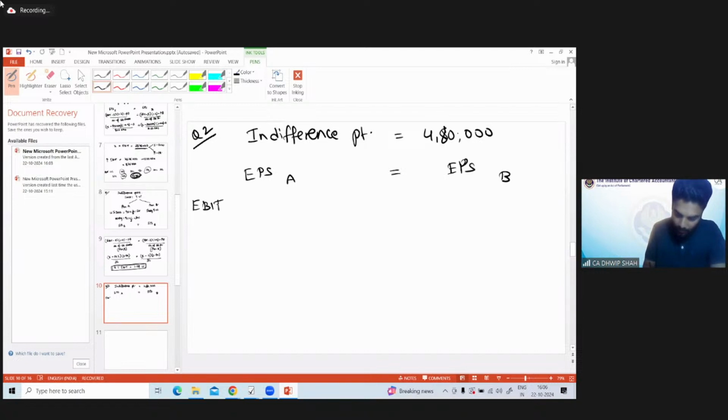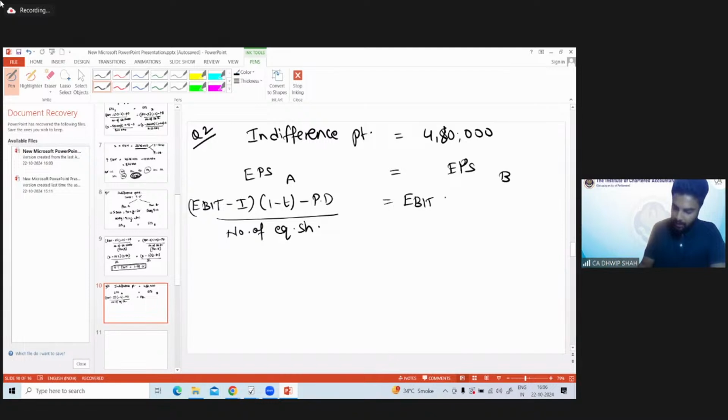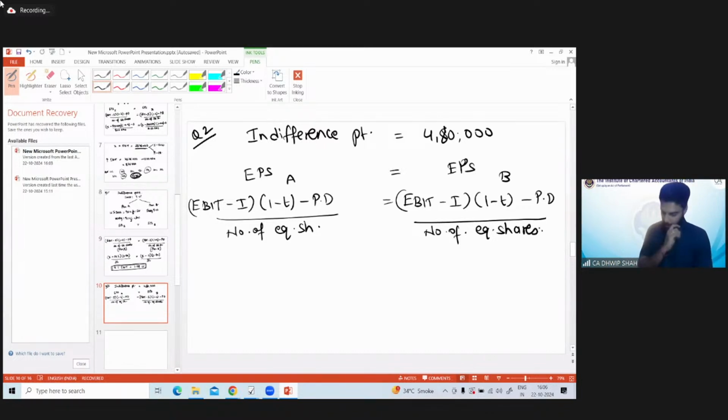EBIT less interest, 1 minus T, less preference dividend, divided by number of equity shares, is equal to EBIT less interest, 1 minus T, less preference dividend, divided by number of equity shares for plan B. Now we know indifference point is 480. So can I say 480 is nothing but EBIT that is given in the question? Because at EBIT of 480, my EPS under both the plans would be same.